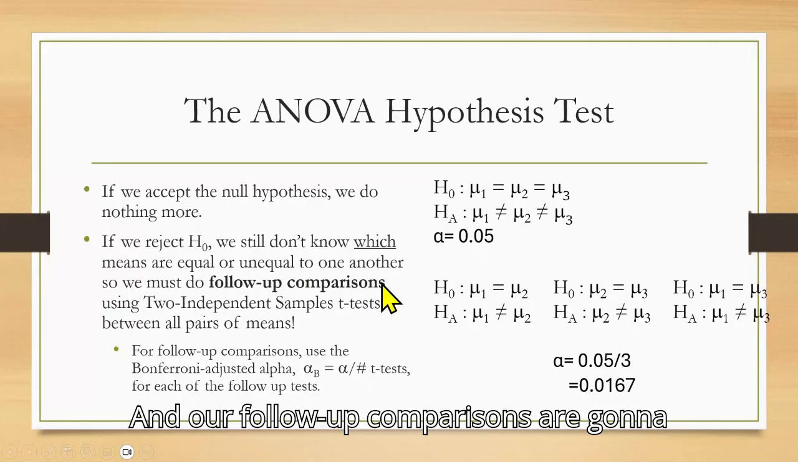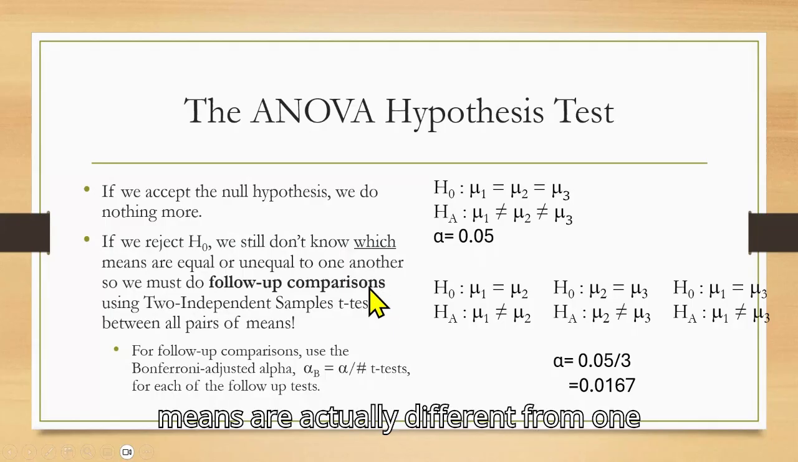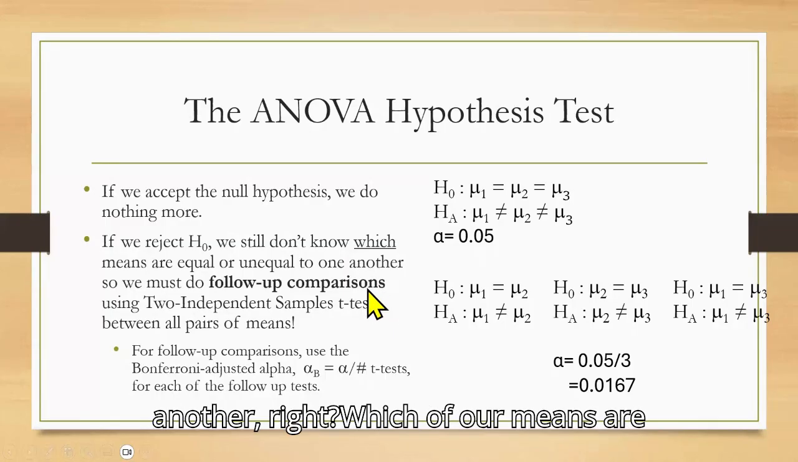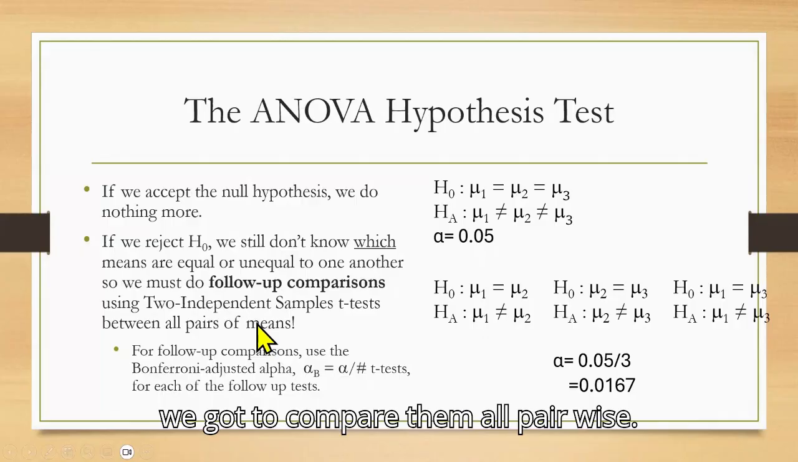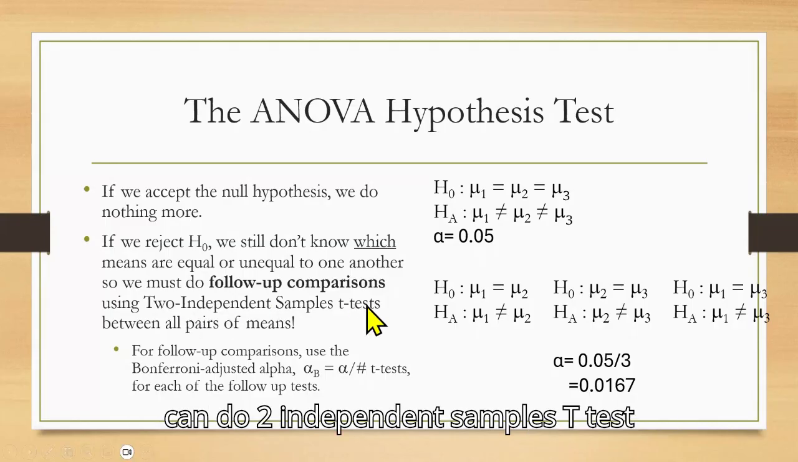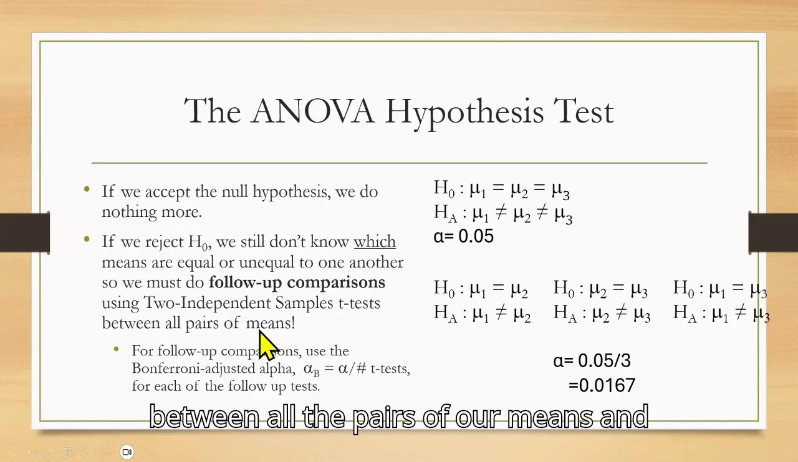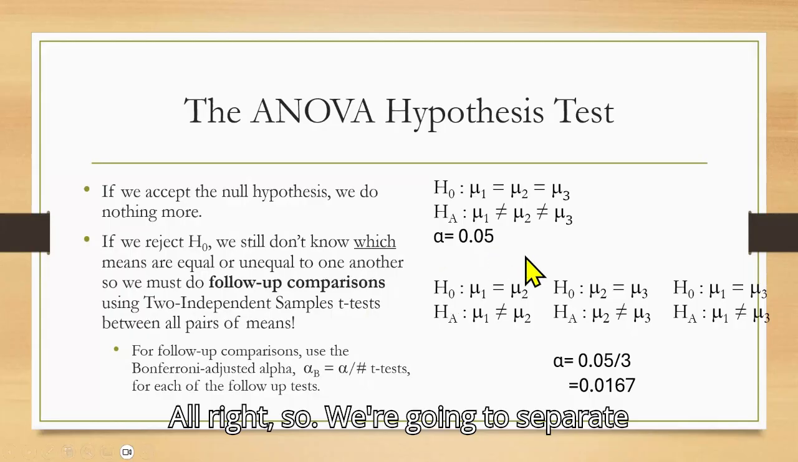And our follow-up comparisons are going to be asking the question, which means are actually different from one another? Which of our means are actually different from one another? And we've got to compare them all pairwise. So we've got 2 means to compare, so we can do 2 independent samples t-tests between all the pairs of our means, and then see which of those are significant.